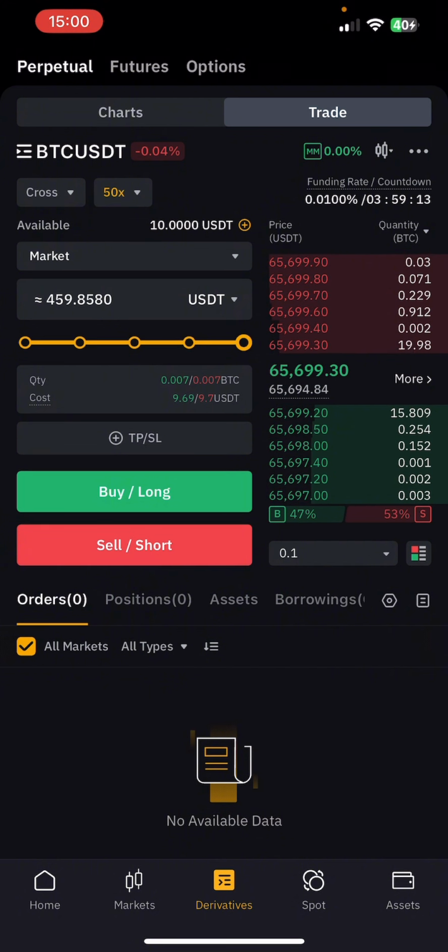So now you open a position. Out of this position, you are going to use 459 USDT. But out of this 459, you are only going to put 9 USDT, as you can see from the bottom here, where you see quantity and cost. So 9.69 is what you are going to put out of this total number.